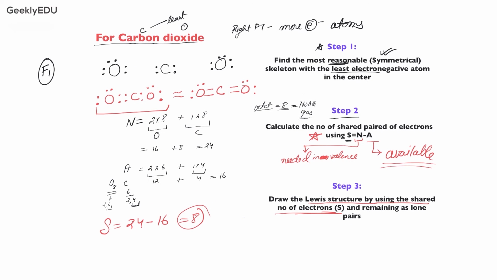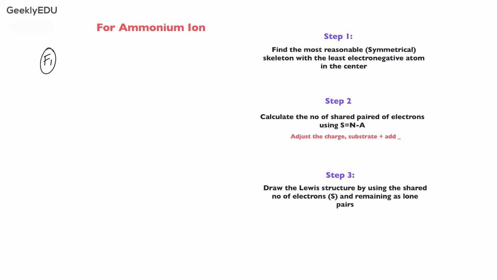Now the key thing here is that the carbon dioxide molecule was neutral, so you did not have to accommodate for any charges. But let us see what will happen if there is a charge. A similar example is the ammonium ion. Again, the structure is the most reasonable one. The ammonium ion is NH4 plus. Nitrogen is more electronegative here, so let's place nitrogen in the center and the 4 H around it.